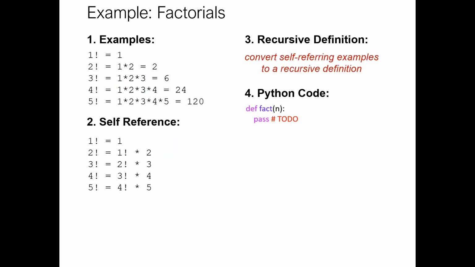So when I go back and take a look at writing a recursive definition, what I want to do is convert these examples that refer to themselves, self-referencing examples, to a recursive definition.